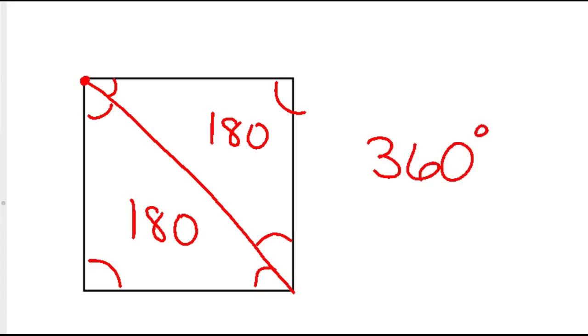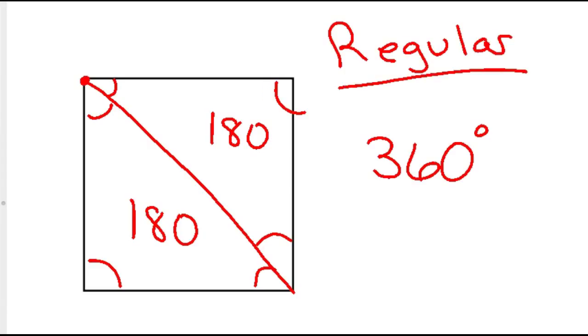Okay. I've skipped over the whole regular part. All the shapes that I've done so far are considered regular polygons. Regular means all the sides and all the angles are the same. So this is a regular polygon, a square, because all the angles are 90 degrees and all the sides are the same length. Okay, so that's the definition of regular. So with that, we could find every angle.